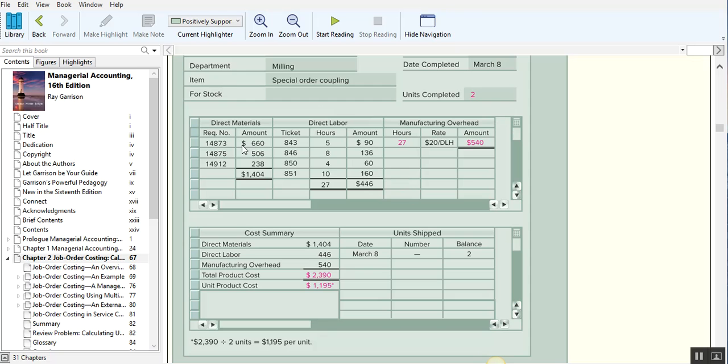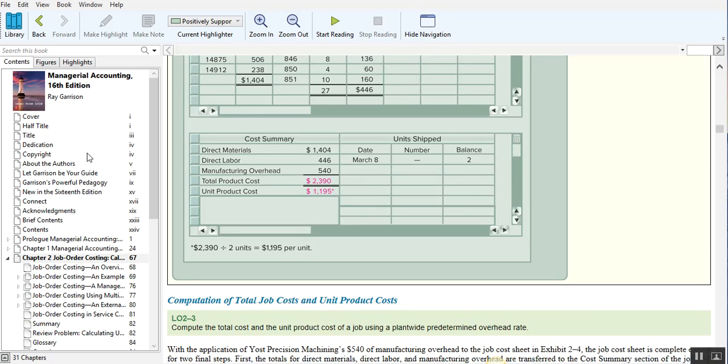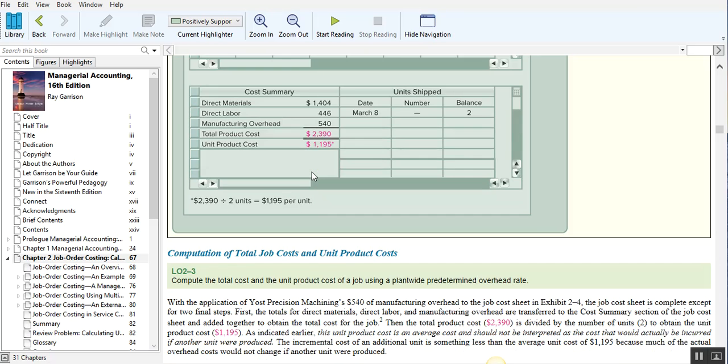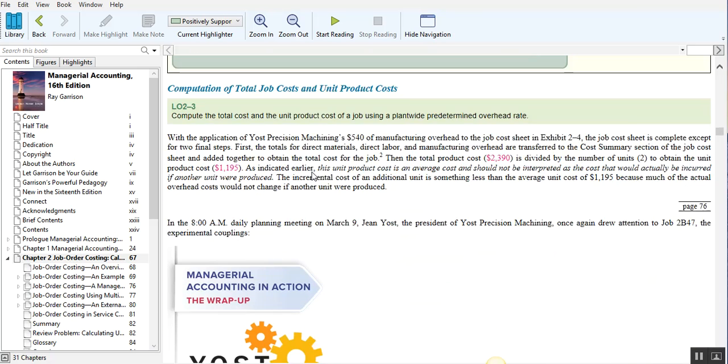Here you see the $20 per direct labor hour. They have 27 direct labor hours that it took to manufacture this product. So their manufacturing overhead is 540, and that's added in to get the total product cost, and then that's divided by the number of units produced to get the per unit cost. So that's how it's calculated.